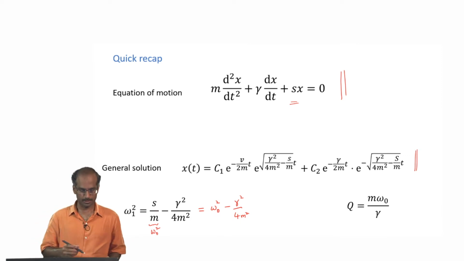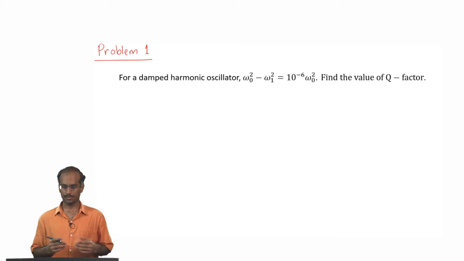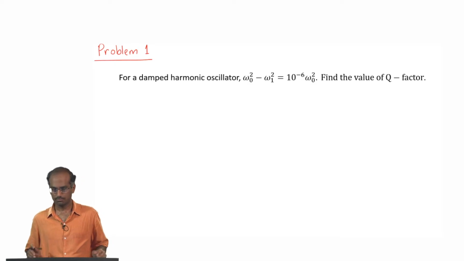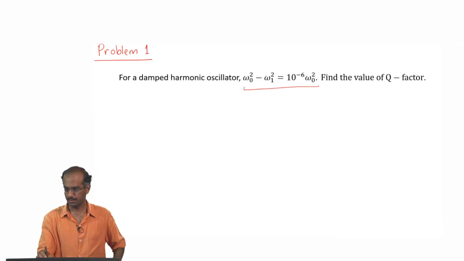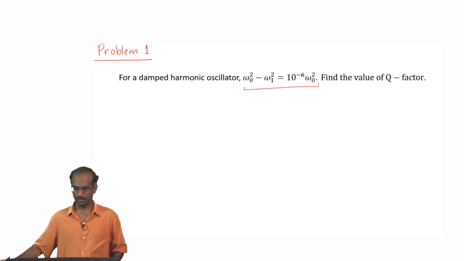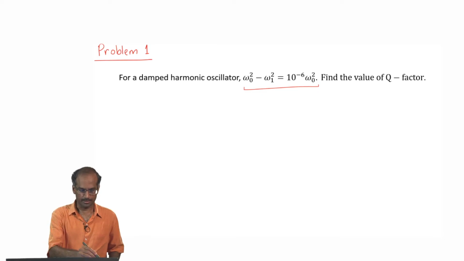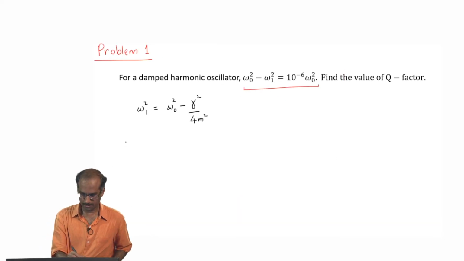With this background, let us quickly get into the first problem. The first problem is among the simplest. For a damped harmonic oscillator, we are given that omega 0 square minus omega 1 square is equal to 10 power minus 6 multiplied by omega 0 square. We need to find the Q factor. All we need is the formula that is given here, and we just rearrange this equation.